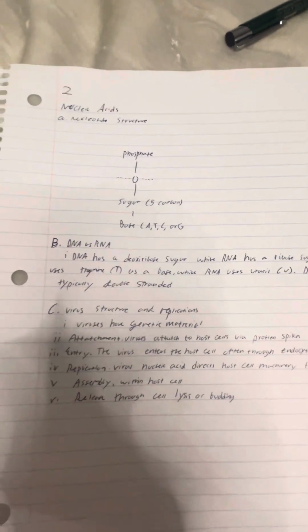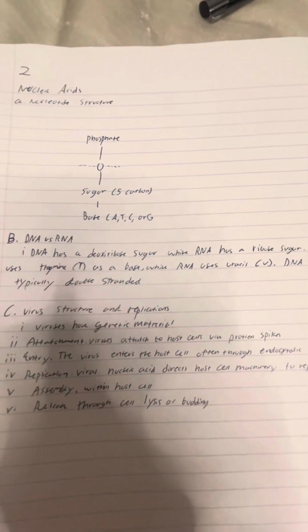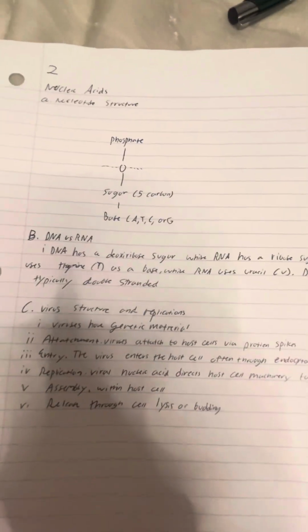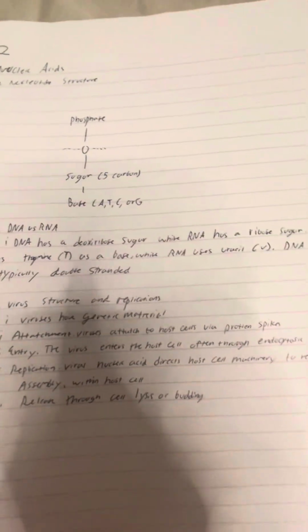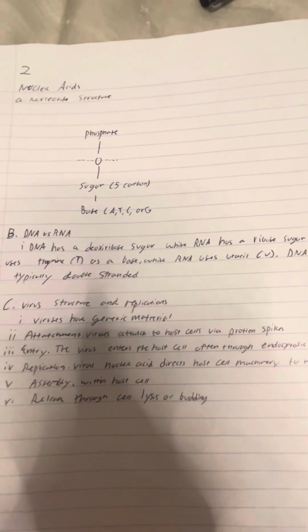Moving to part B, we have contrast DNA and RNA by explaining how their molecular structures are different. Then explain how their functions in the body are different. So here I have DNA versus RNA.